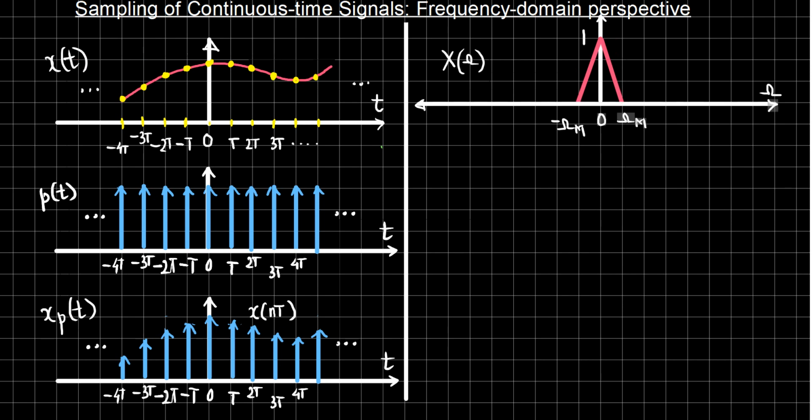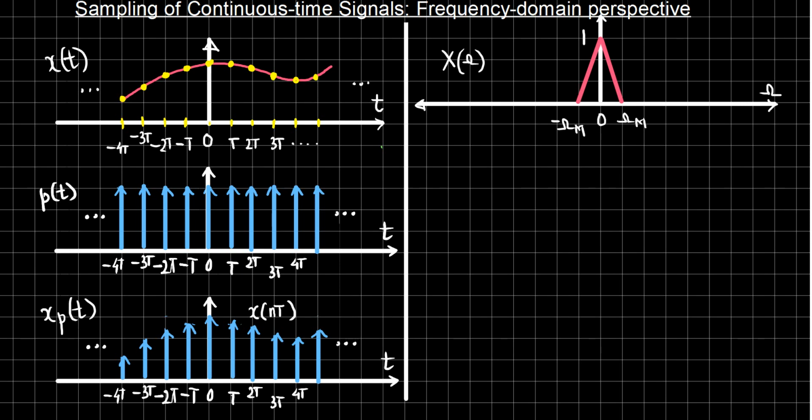On the right, what we have is the Fourier transform of x of t, that is X of omega. Now what we need to find is the Fourier transform of p of t. Let that be P of omega. You can observe that p of t is simply the train of impulses. It is a periodic signal that repeats after a period of capital T, the sampling duration.